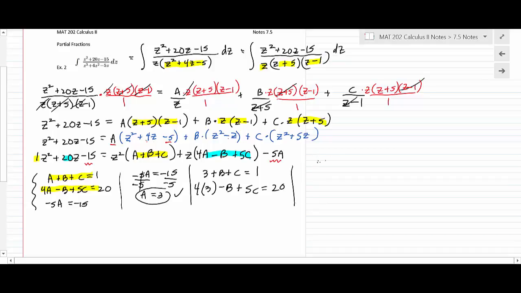Okay, so what I have from here, see if you can do this in your head with me, is b plus c equals negative 2. Because what did I do? I just moved the 3 to the other side. 1 minus 3 is negative 2, right? Now the next one would go like this. You would have negative b plus 5c, and now you have 20 minus 12, so that's equal to 8. So then you would end up having that system of equations right there.